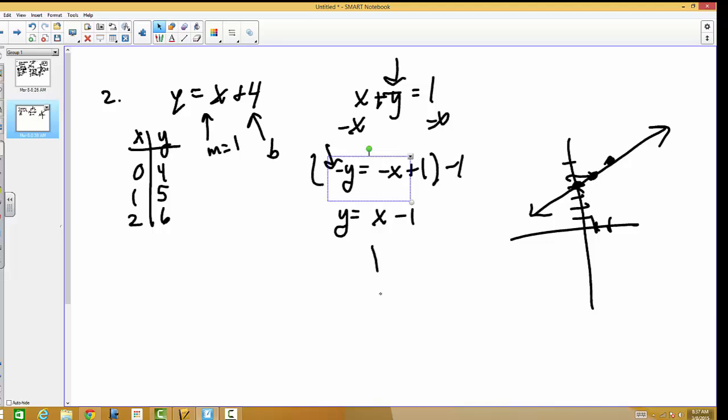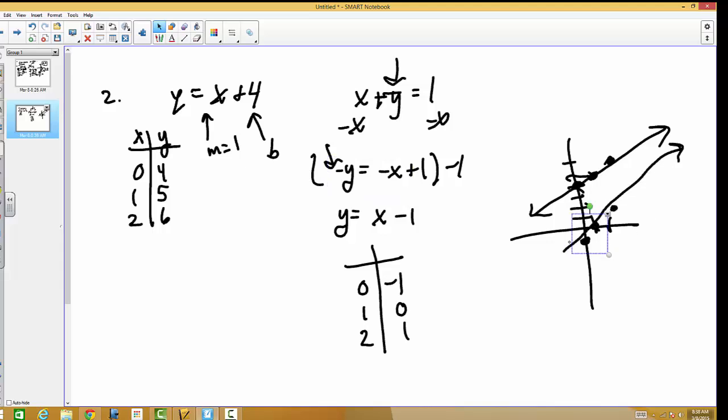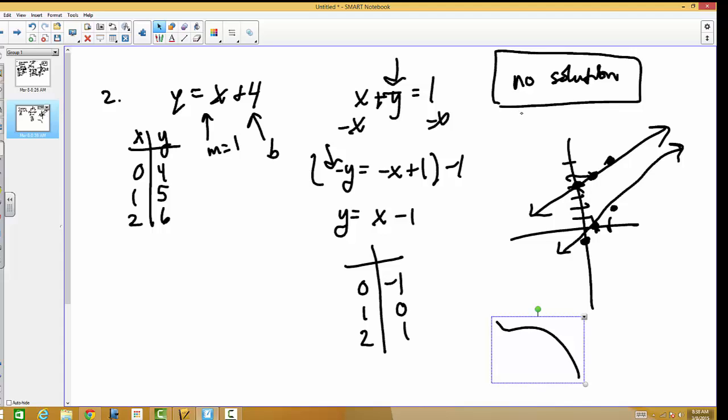So you're going to generate your table for this. 0 gives negative 1. 1 is going to give 0, this is a slope of 1 again. And 2 will give 1. So you'll notice that when you plot these points, they give you a parallel line. So parallel lines will never cross. So, wow, the answer here is no solution, because they will never cross. The solution is where they cross, just like you saw in the last one.